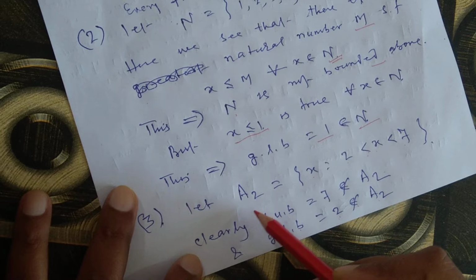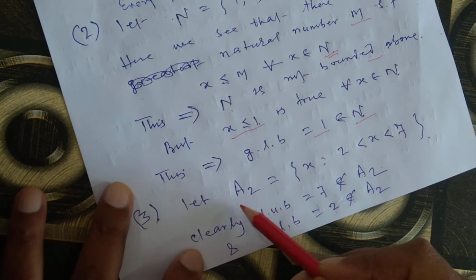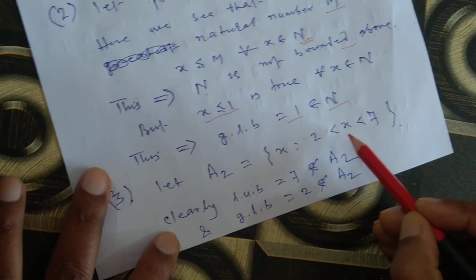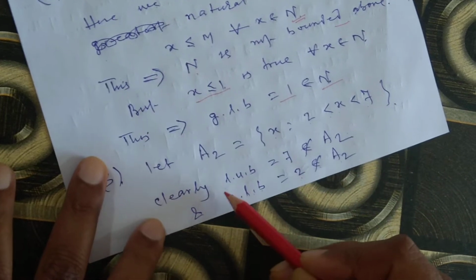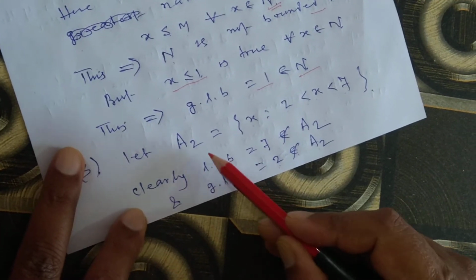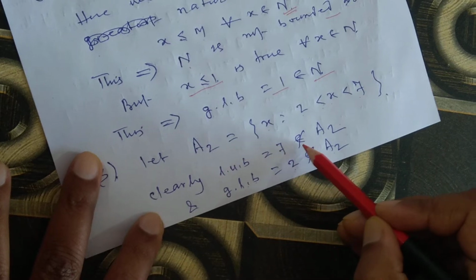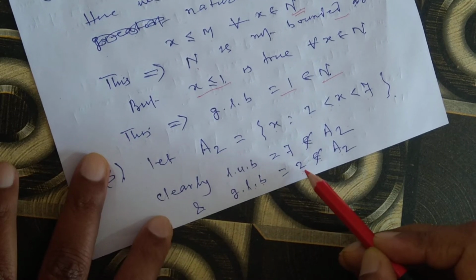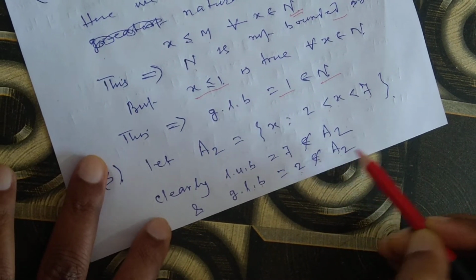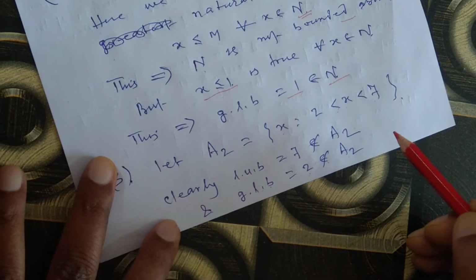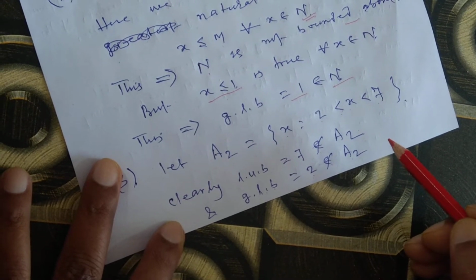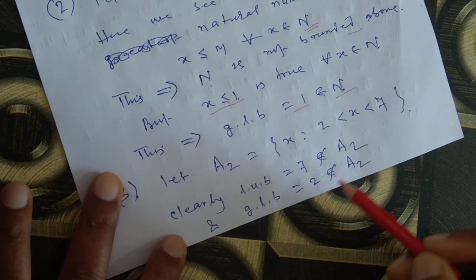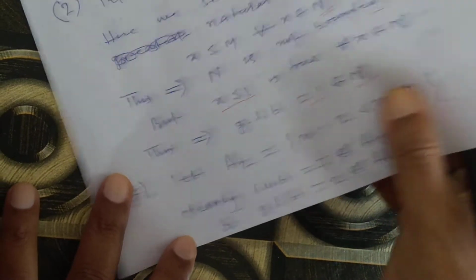Number 3, let us consider another example. A2 is equal to the set of all x such that 2 is less than x is less than 7. Clearly, least upper bound of this set is 7, which is not a member of A2, and greatest lower bound is 2, which is also not a member of this set. This example presents a set having both LUB and GLB, and they are not members of this set.